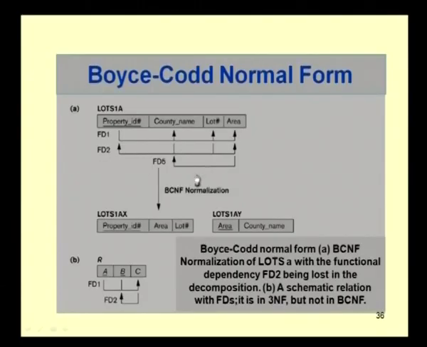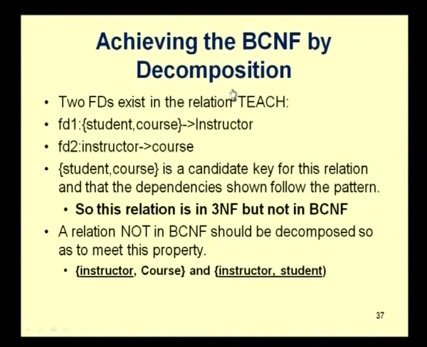So, look at this, this is the third normal form. Here you have the functional dependency: property ID determines county name, lot and area. The county name and the lot determine the area, and the area determines the county name. If you do BCNF normalization, you will get property ID, area, lot, and you will have area and county name. So, BCNF normalization of lots has functional dependency FD2 being lost in the decomposition. This is a schematic of FDs; it is in 3NF but not in BCNF. You achieve BCNF by decomposition.